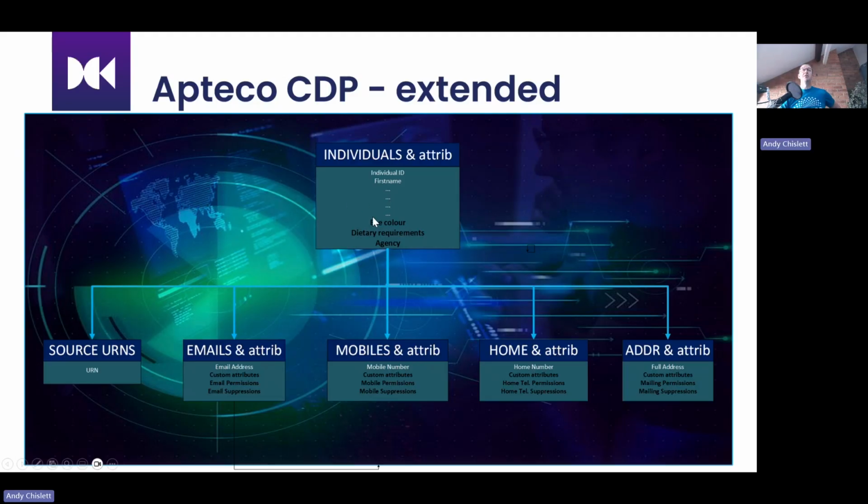So here you can see that I've added in some attributes against an individual, and here we've got the attributes for each of the contact points together with specific permissions and suppressions. So let's have a look at how this might work in practice.